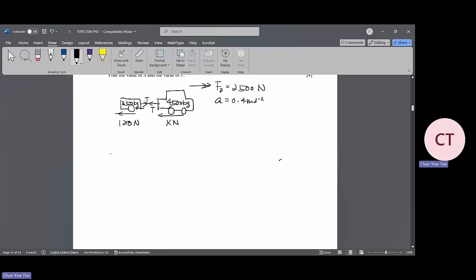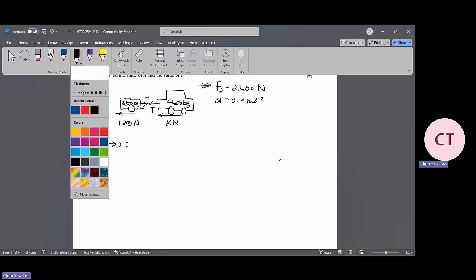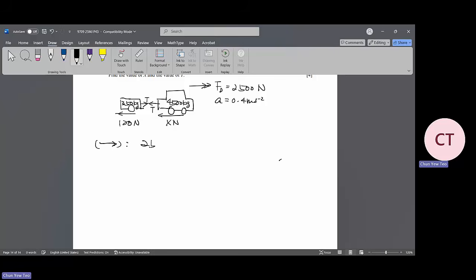So what we need to do is consider the whole. If you resolve the forces for the whole, that means the van and trailer together, you will have the driving force minus the resistance force of the trailer and the resistance force of the van equal to the net force, which is MA, the 350 plus the 4,500 kg multiplied by the acceleration.